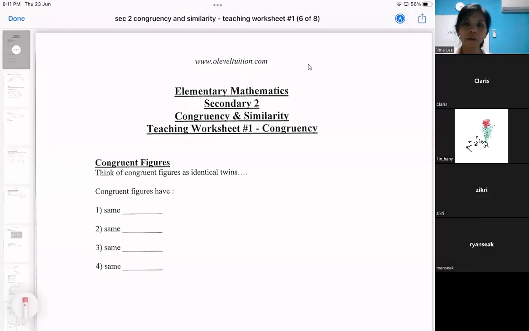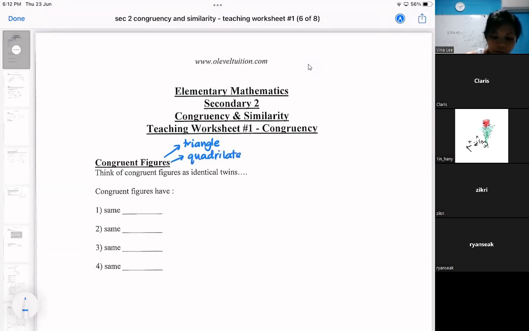So the idea of congruency means, you think of congruency as identical twins. The congruent idea means it's exactly the same length. So think of a congruent figure. When we say congruent figure, it can be a triangle. It can be a quadrilateral. It can be a lot of shapes. It can even be your polygon.